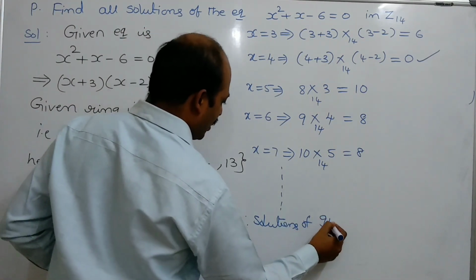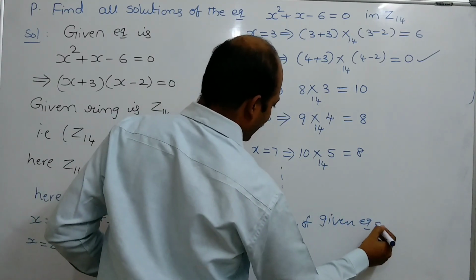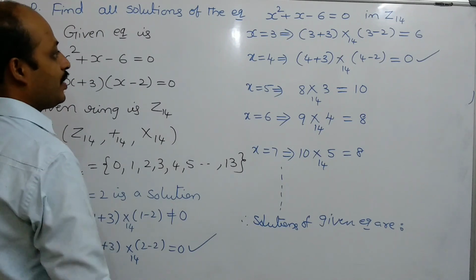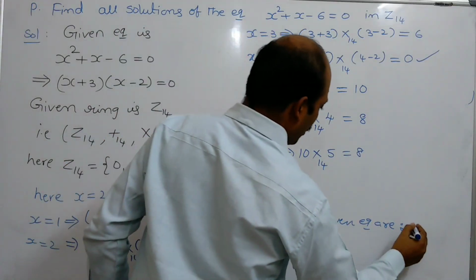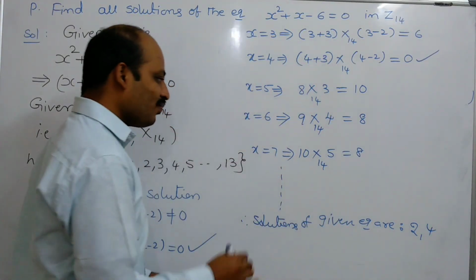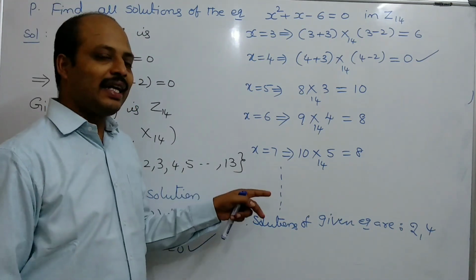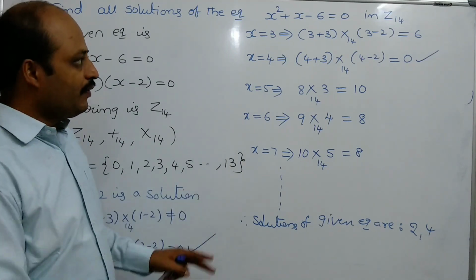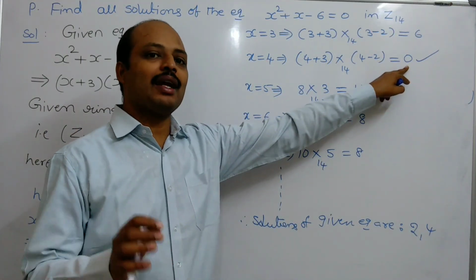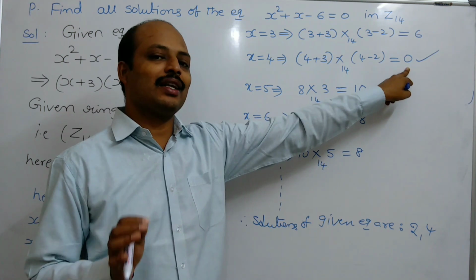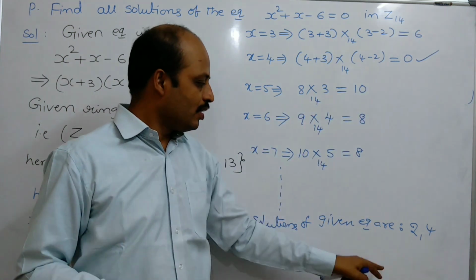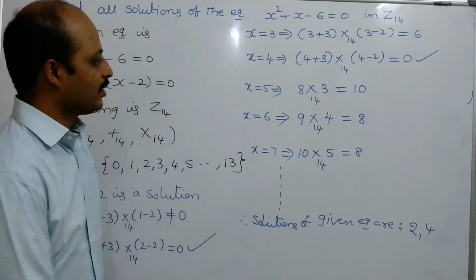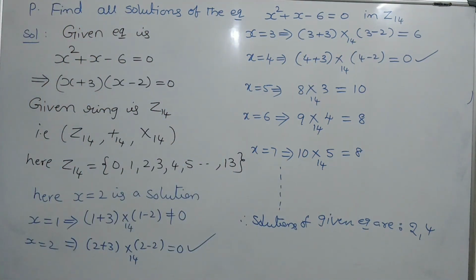Therefore, the solutions of the given equation are: already I found that x equal to 2 is a solution and 4 is a solution. 2, 4. You can verify 8, 9, 10 up to 13. If you get 0 anywhere, then that number is a solution. Observe that. So verify if there are any other solutions, you can add them. So observe the procedure and learn the problems.